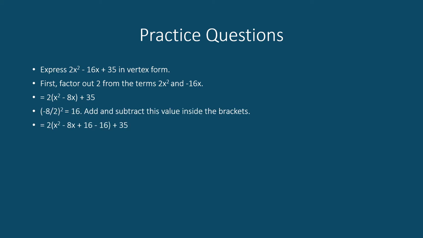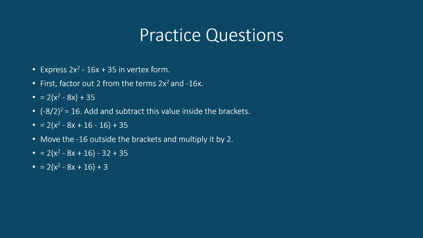Next, take the coefficient on x. This is negative 8. Dividing that by 2 and then squaring it gives us 16. Add and subtract this value inside the brackets. Doing that gives 2 bracket x squared minus 8x plus 16 minus 16 close bracket plus 35. Move the negative 16 outside of the brackets, but we have to multiply it by 2 because of distributive property. Doing this gives us 2 bracket x squared minus 8x plus 16 minus 32 plus 35.